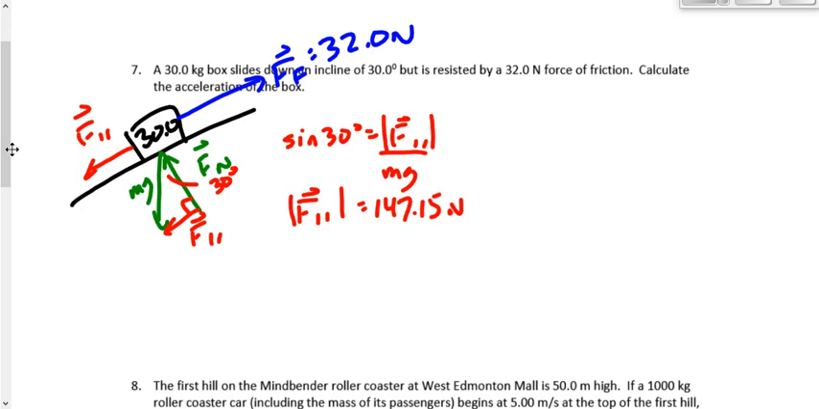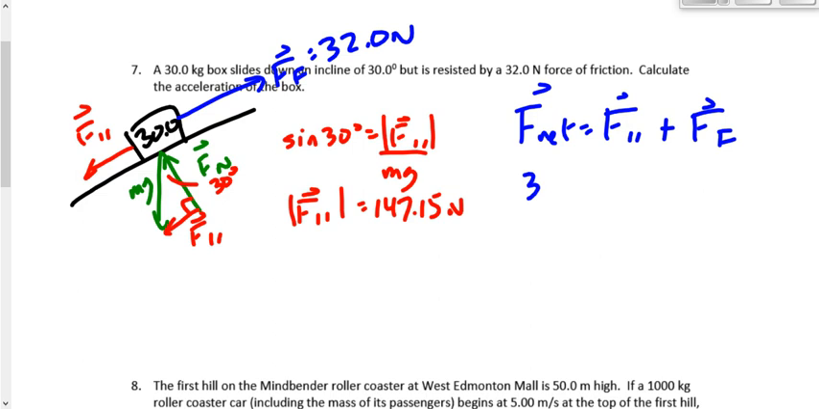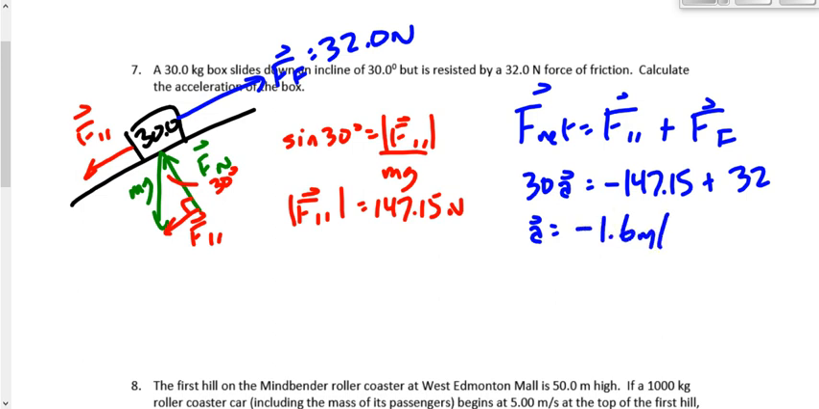Now, I've actually got FF drawn too long there. It should be shorter than that, right? Because it's 32 newtons, and F parallel was 147. So FF should be drawn way shorter, actually. Well, now we just do our thing. F net is equal to the sum of the forces, F parallel plus FF. The net force is 30 times A. F parallel is negative 147.15, and FF is positive 32 newtons. A ends up being equal to, these combined divided by 30, negative 1.6 meters per second squared.